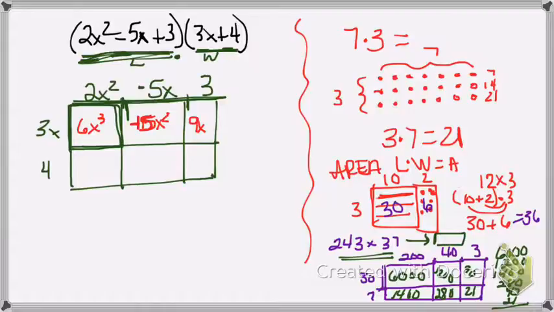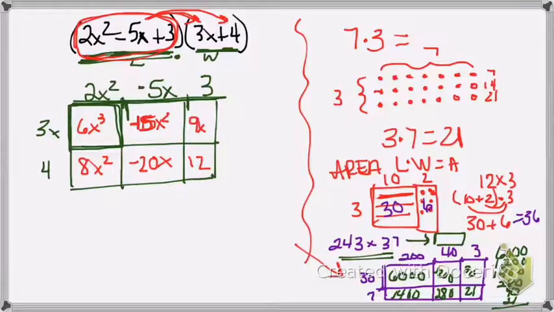Now I go on to the second row. Notice the first row is just all of this got multiplied by 3x. Now all of the first polynomial will get multiplied by the 4. And so the 4 times the 2x squared is 8x squared. The 4 times the minus 5x is minus 20x, and the 4 times the 3 is 12.